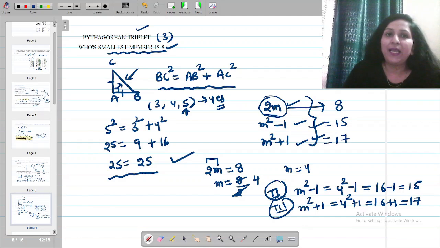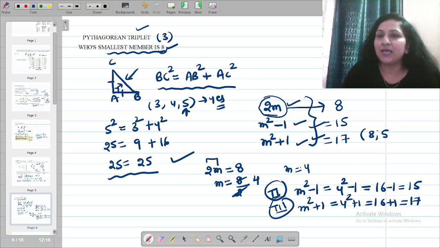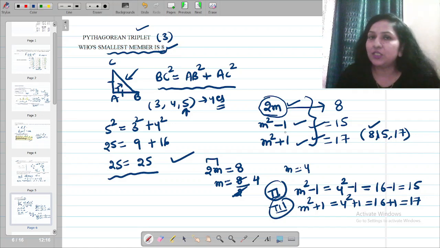Question said that 8 has to be the smallest member. So out of this triplet, the answer has to be written like this: 8, 15, 17. Is 8 the smallest number? Answer is yes. अगर आप इन दोनों में से कुछ और put करोगे, you will get another triplet, but the numbers can be lesser than 8. So that means you need to try with some other combination. It goes like this. ठीक है?